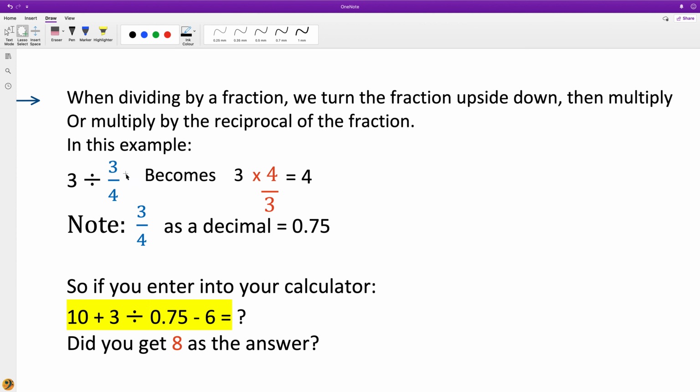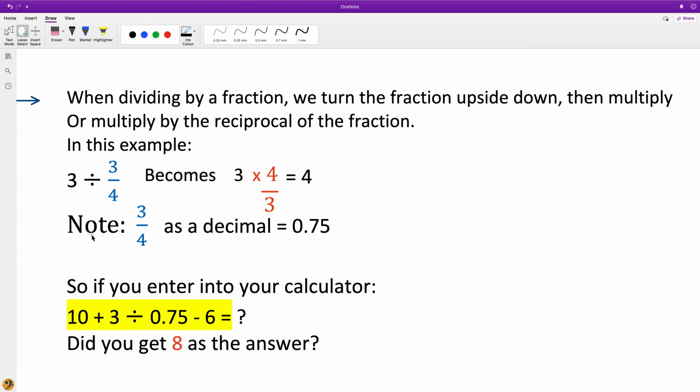So in this example, we had 3 divided by 3/4. When you turn the fraction upside down and multiply, it becomes 3 multiplied by 4/3. We've just turned this divide into a multiply and flipped the fraction upside down. Then when you evaluate it, you can work this out on your calculator right now if you like, 3 multiplied by 4/3, we get 4.